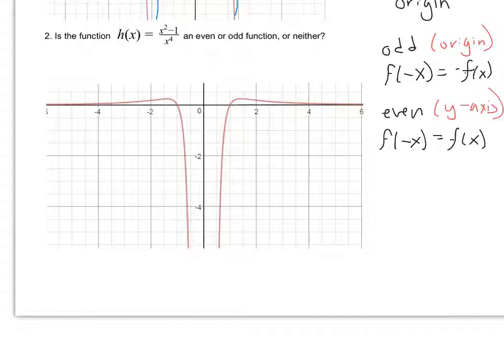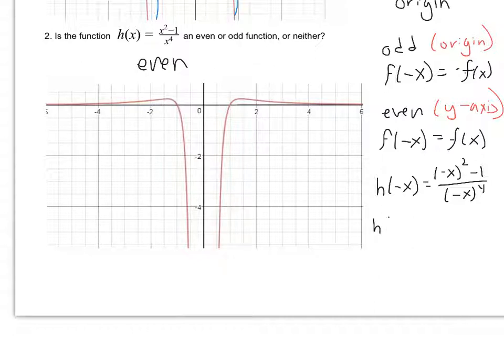So just looking at the graph, I think it's pretty clear that this is symmetric to the y-axis. So right away I could say this is going to be an even function. If I want to verify it algebraically, I will plug in negative x and see if I get the original function back. So in this case it's h of negative x. So h of negative x is going to be negative x squared minus 1 over negative x to the fourth. But since those are both even powers, even negative signs just disappear. So h of negative x will just be x squared minus 1 over x to the fourth, which just happens to be back to the original, which kind of also verifies that this is an even function.